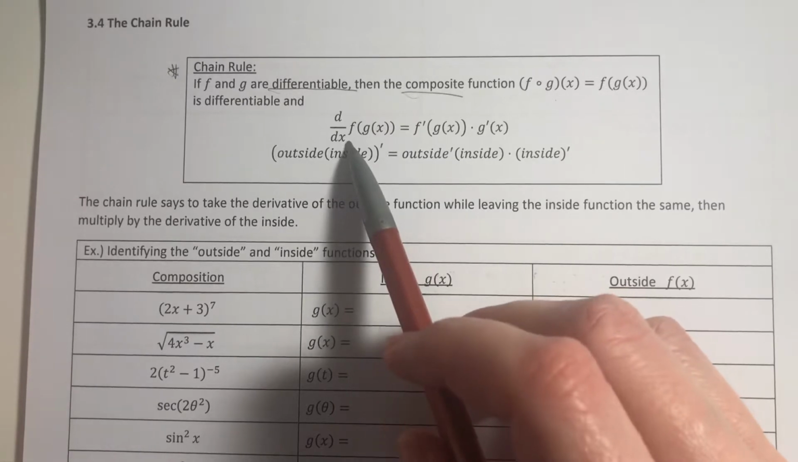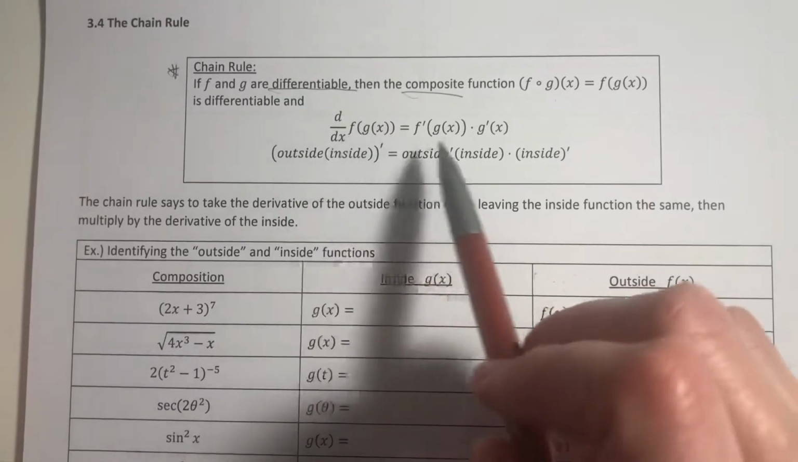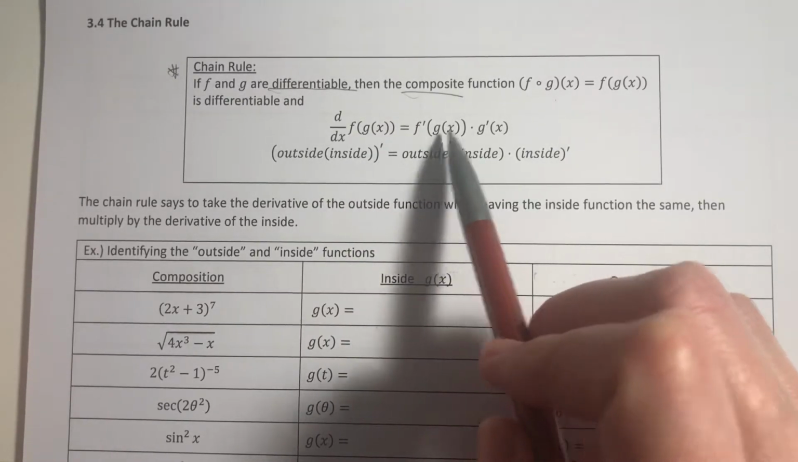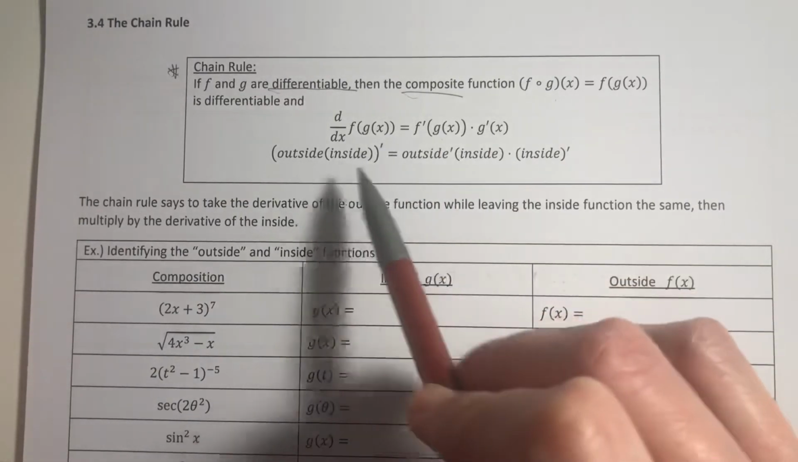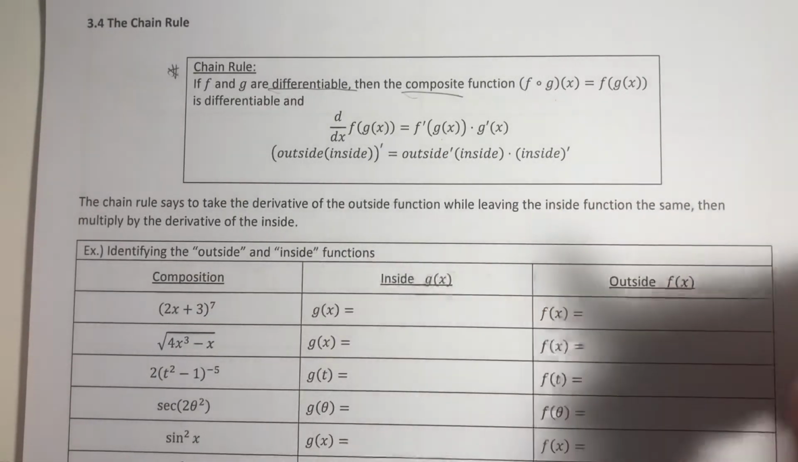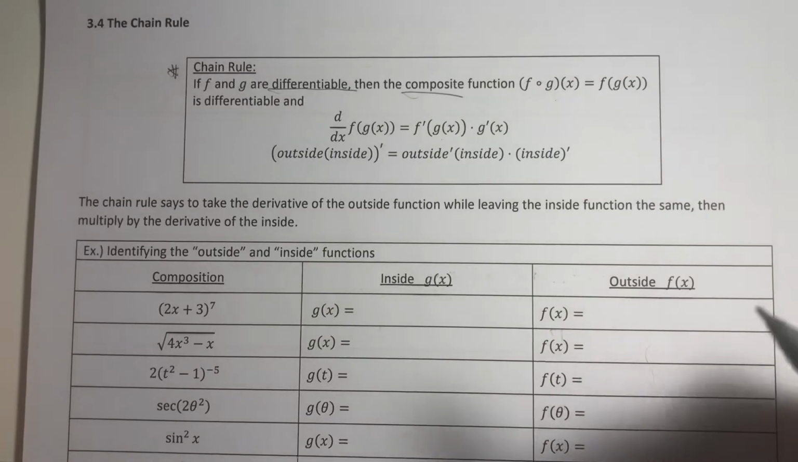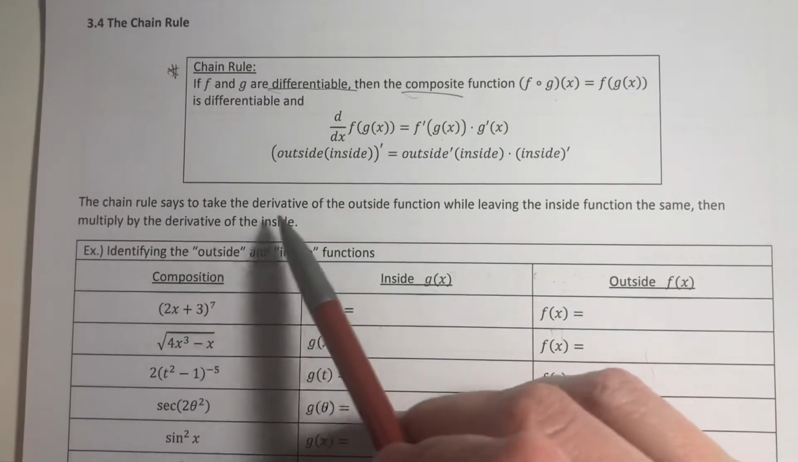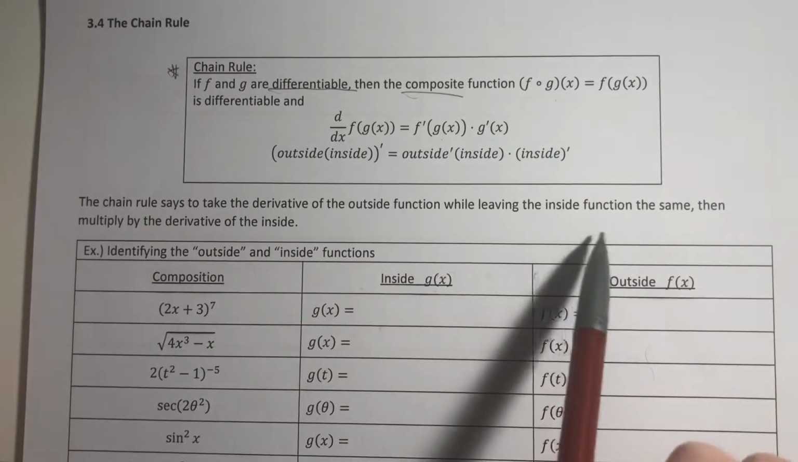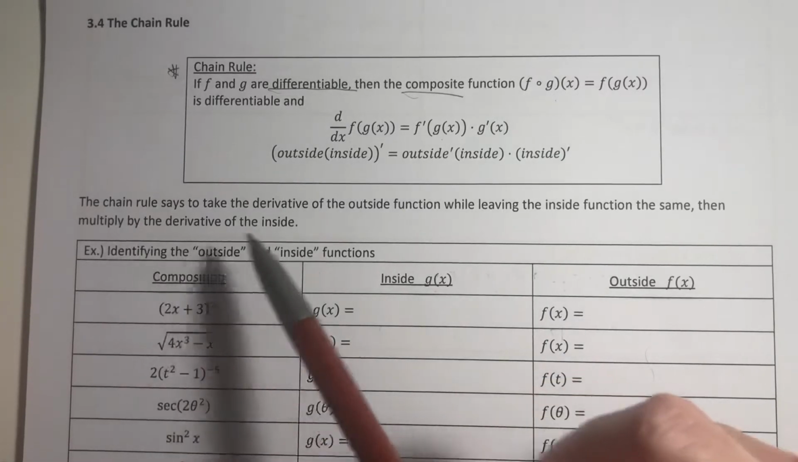And so in order to take the derivative of this, you take the derivative of the outside function, leaving the inside function the same, times the derivative of the inside. It's written in words also down here, but this is definitely something that we need to know. It says the chain rule says to take the derivative of the outside function while leaving the inside function the same, then multiply the derivative of the inside.